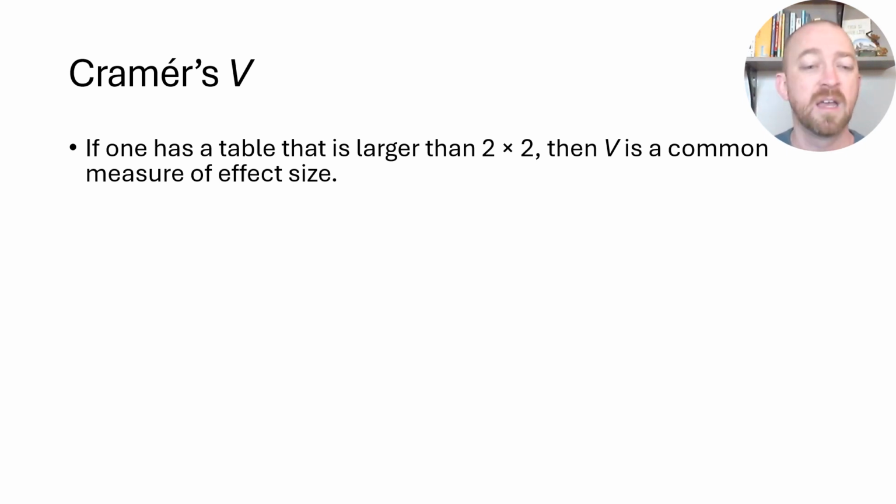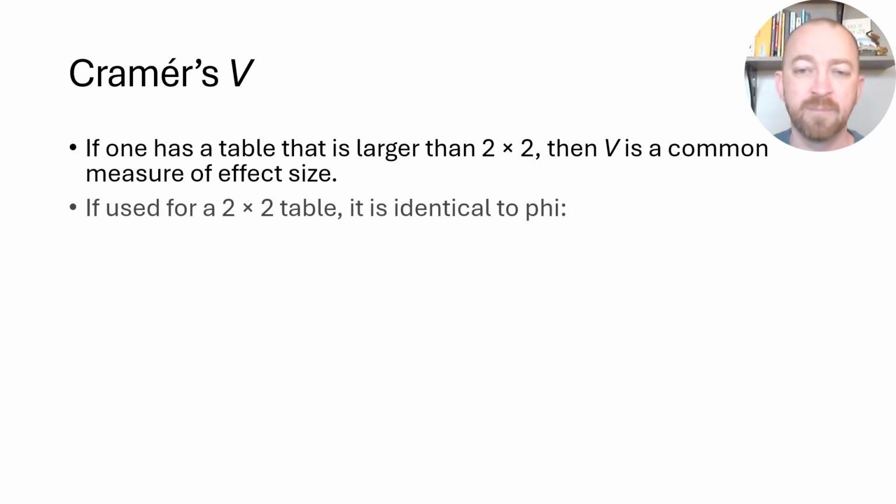However, phi is used for 2 by 2 tables, and Kramer's V is adapted so that it can be used for larger tables. For example, if you have a 2 by 3, a 3 by 4, a 7 by 8 table, whatever. It doesn't actually matter. In fact, if you use Kramer's V with a 2 by 2 table, it's exactly the same thing as phi, as you'll see once I show the equation here in just a second. So when in doubt, you could go ahead and use Kramer's V, and it doesn't hurt anything.